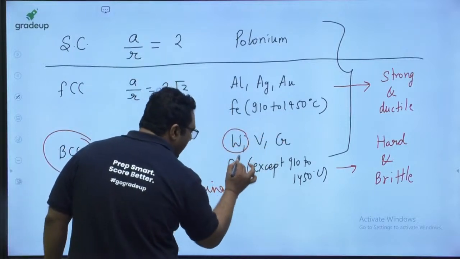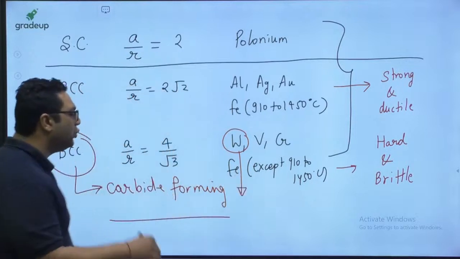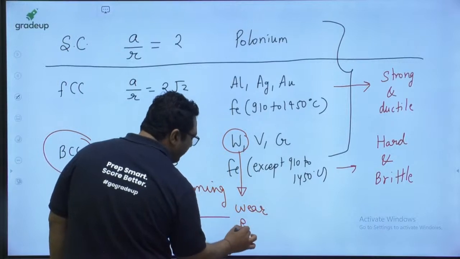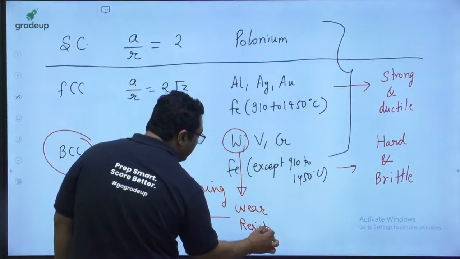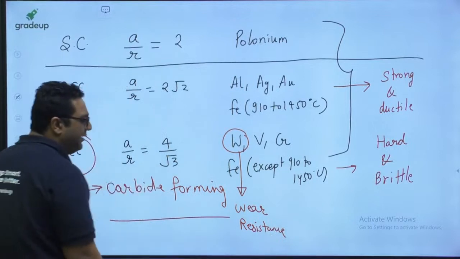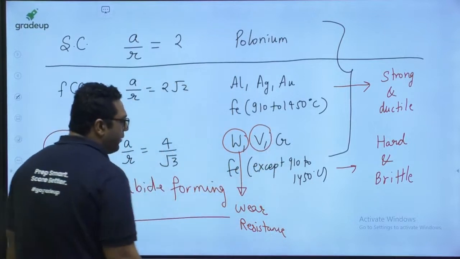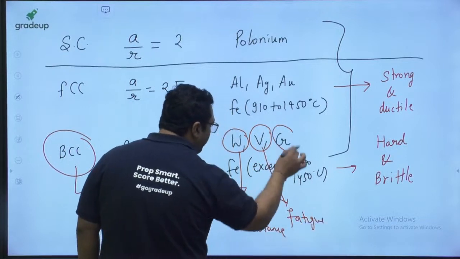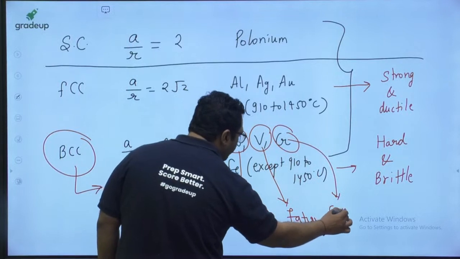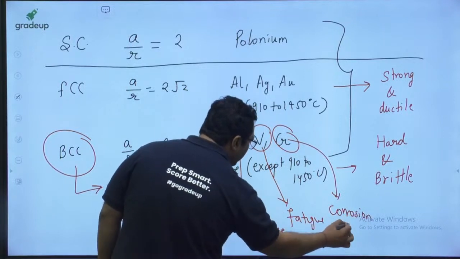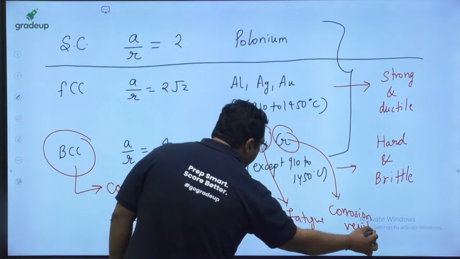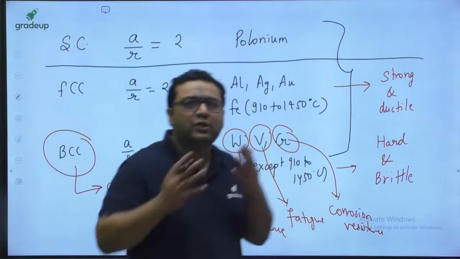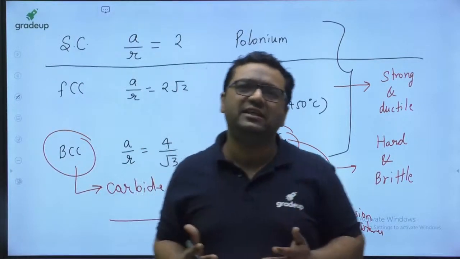Tungsten, whenever it makes tungsten carbide, is going to increase the wear resistance. And my dear, at the same time, when vanadium enters, vanadium will make vanadium carbide, which will increase the fatigue strength of the material. And chromium carbide will increase the corrosion resistance of the material. So whenever BCC elements are added in the steel, they improve these kinds of properties. That's why BCC elements are added to improve the properties in the FCC elements.